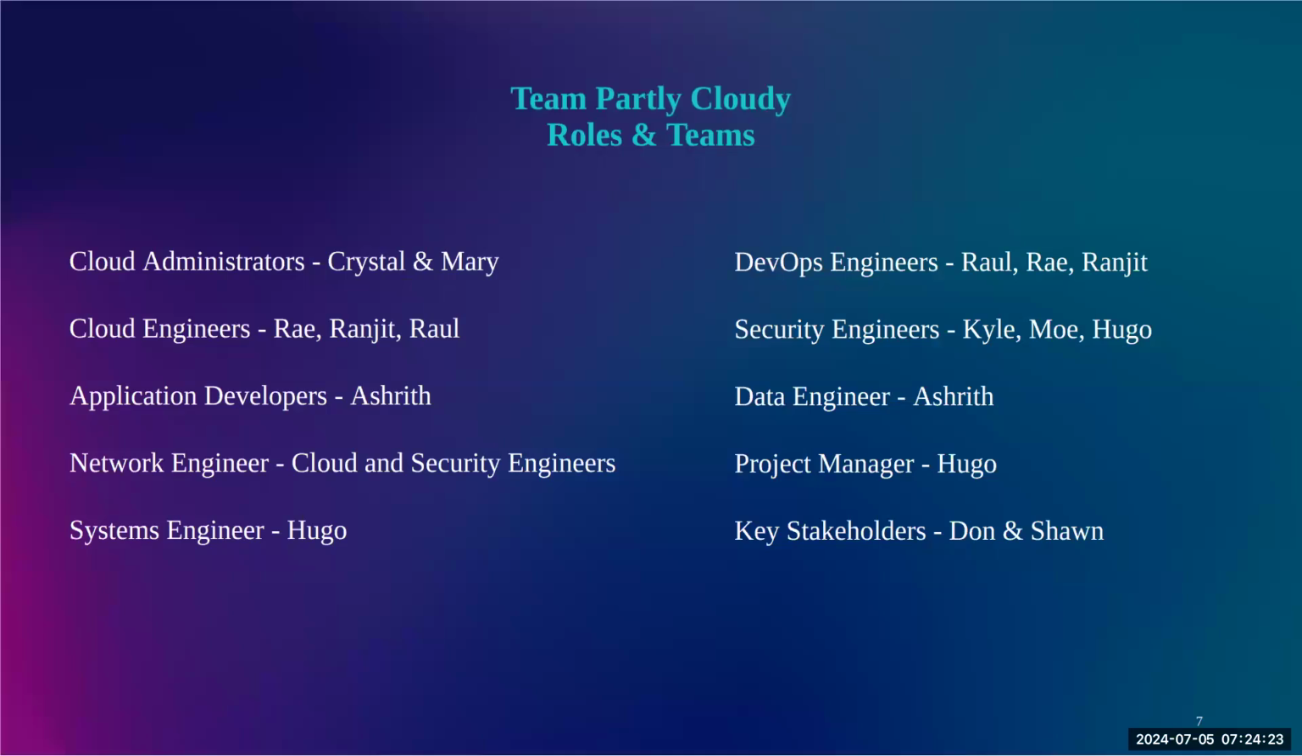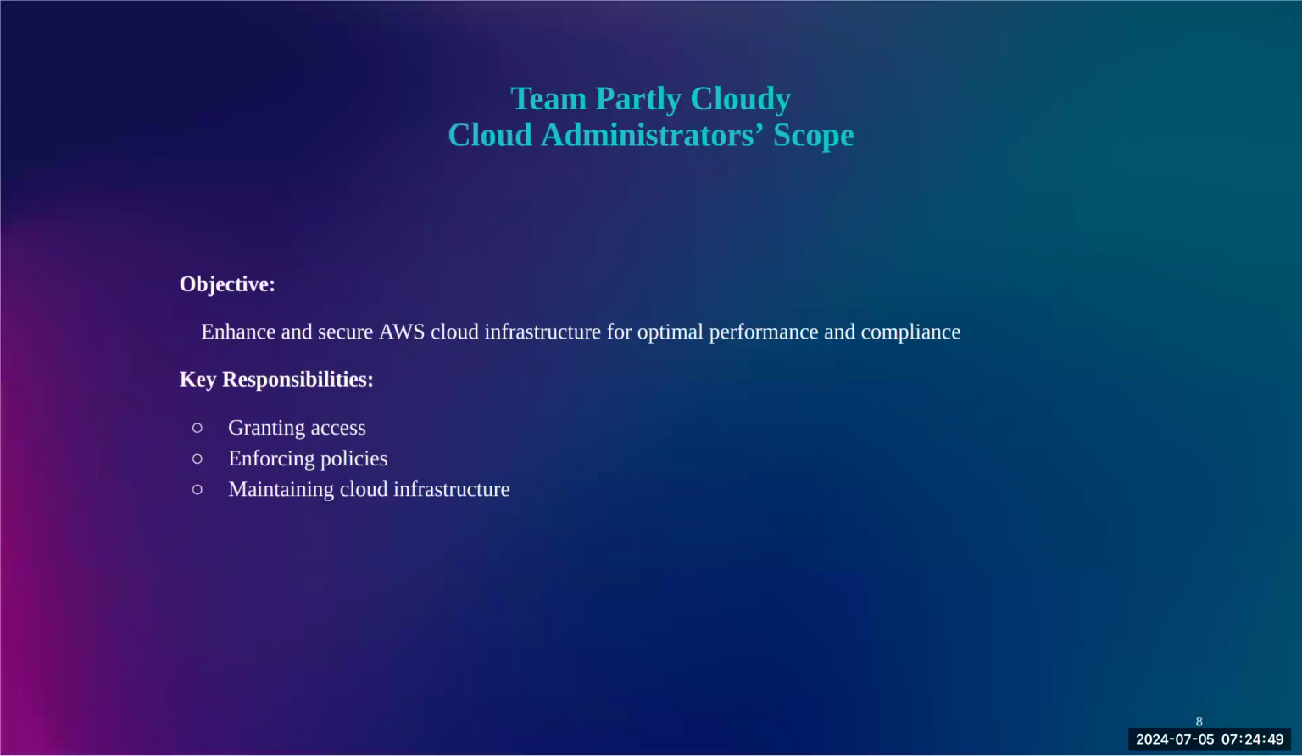So moving on, for the roles and the teams that were put together for our project, we have various different roles ranging from cloud administrators and engineers to application developers, network engineers, system engineers, DevOps engineers, security engineers, data engineers, and project manager, with our key stakeholders guiding us through the entire process. So now we're going to dive into the different roles and their contributions. The cloud administrators on the call, if you'd like to take it away from here.